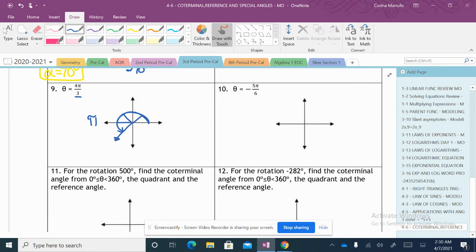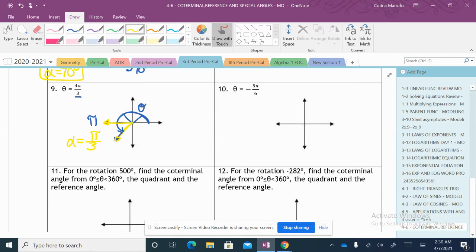Our reference angle, so this is my angle theta, our reference angle is going to be the shortest distance from here to here. Now this one is only 1 piece of the pie. So then our alpha is going to be 1 pi over 3. Okay? The 1, we don't need it there in front, it becomes invisible, so it'll just be pi over 3.